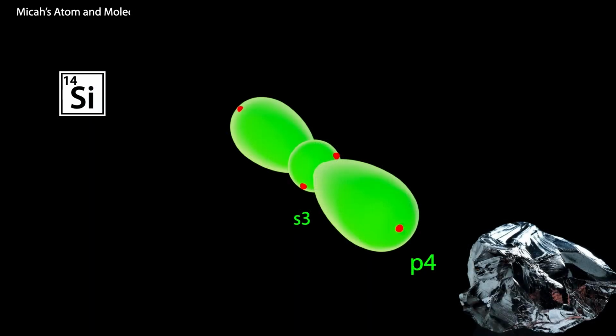Add another electron and you get silicon, another metalloid with 14 electrons. The p4 orbital is now full.